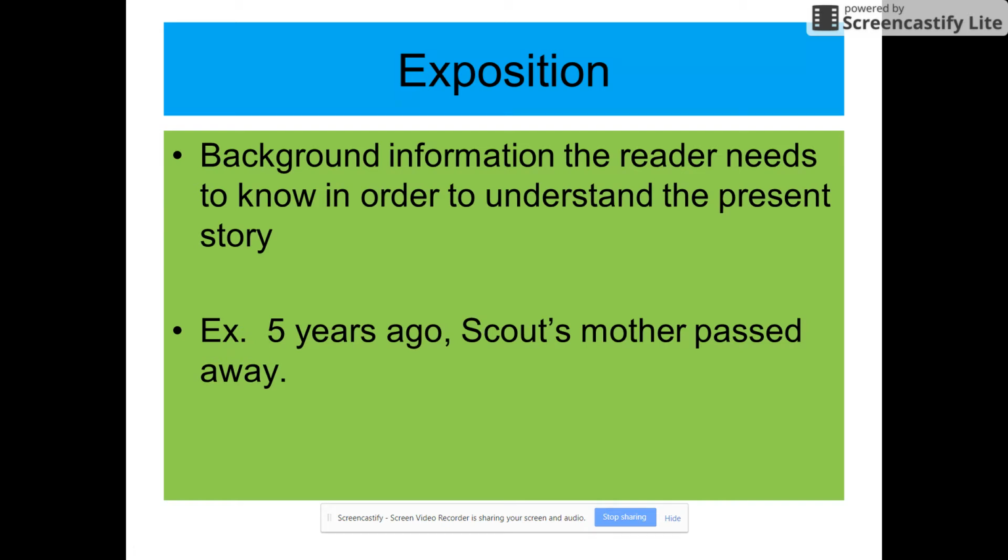Let's talk about exposition. That's background information that the reader needs to know in order to understand the present story. For example, we're going to read a novel down the road called To Kill a Mockingbird, and it's important to know that 5 years before the story takes place, Scout's mother passed away. So we would need to know that in order to understand some of the current events.